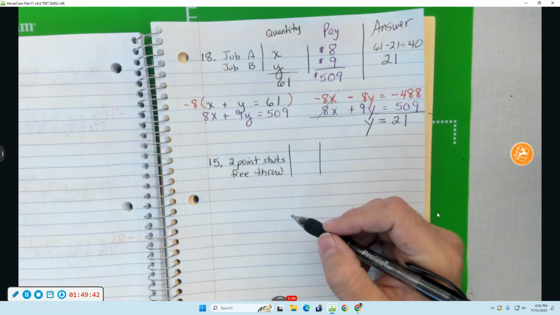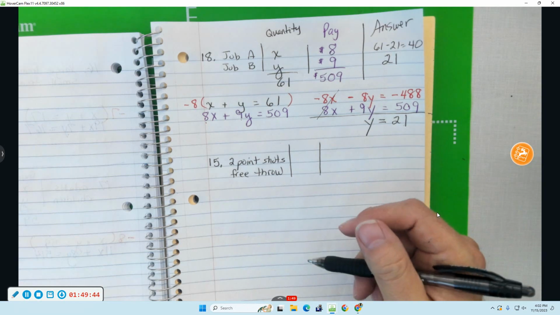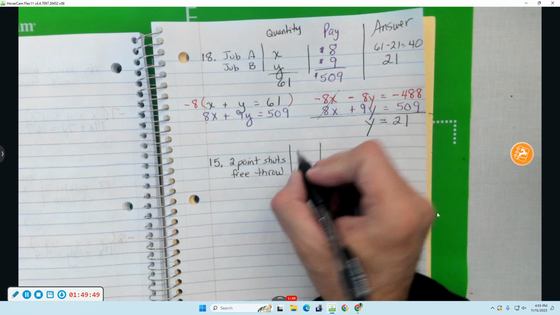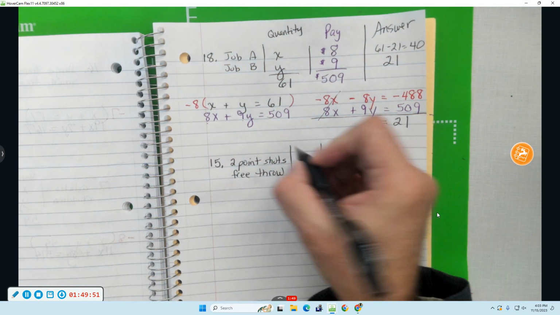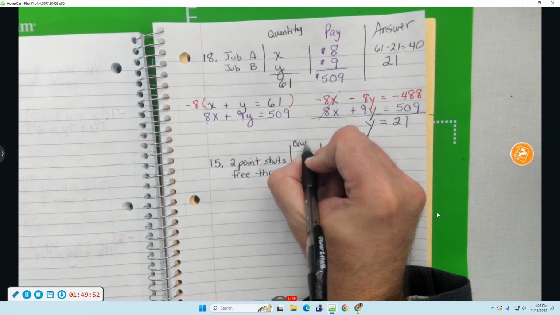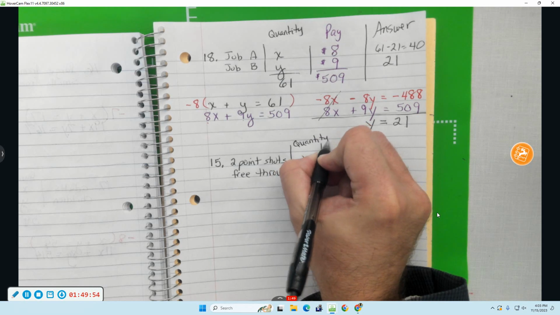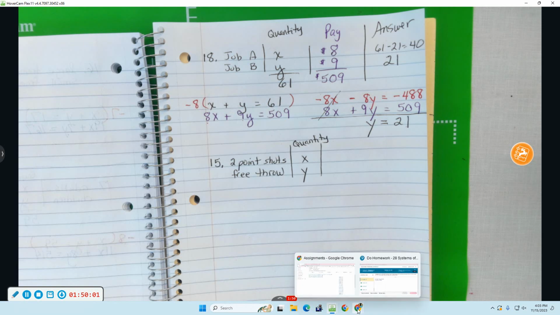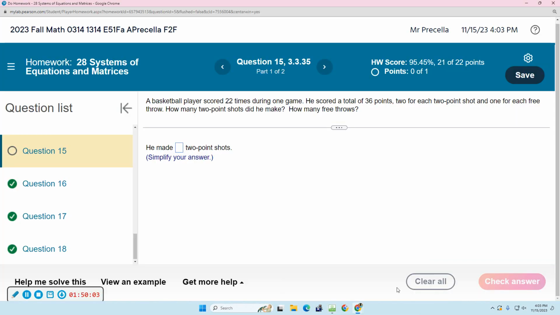So we want to know how many of each. So is there still going to be a quantity column? Yeah. So x and y. x is the number of 2-point shots. y is the number of free throws. Now there's no money involved here. But is there going to be something per throw?